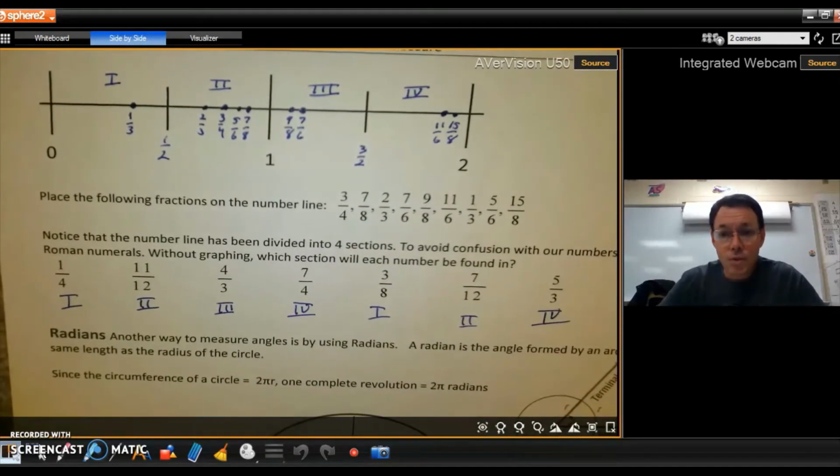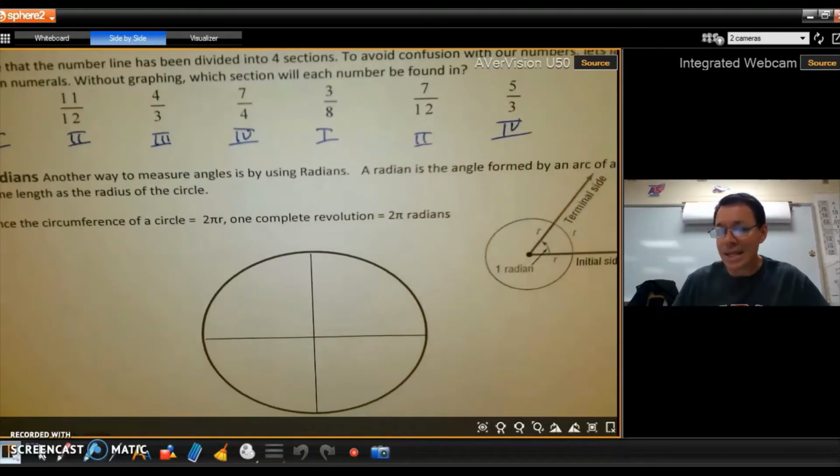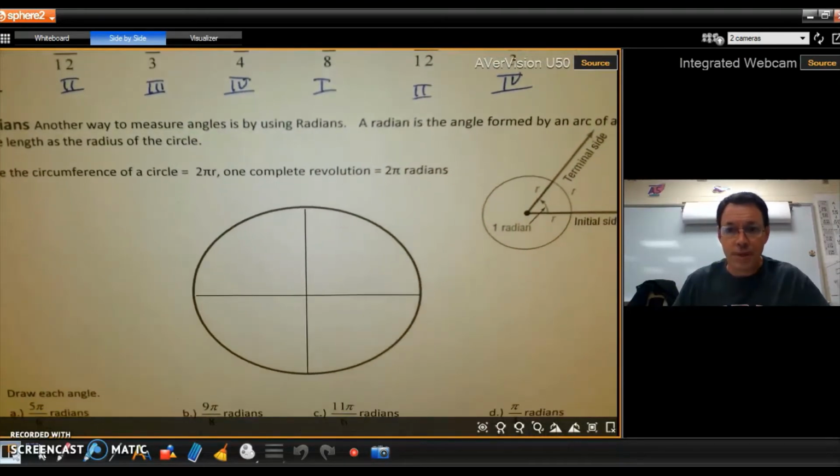Okay? If you're looking at what I just did and you're like, okay, this is really easy, why are we doing this? Then you're going to have no problem with what we're going to do today. So what we're doing is we're going to look at another way to measure angles. Okay? So what are we familiar with?